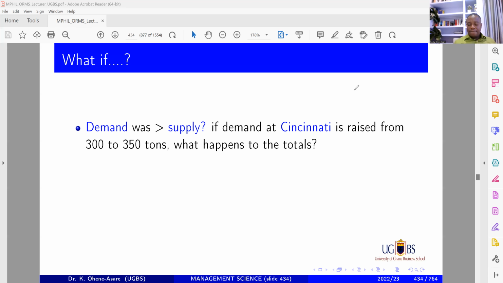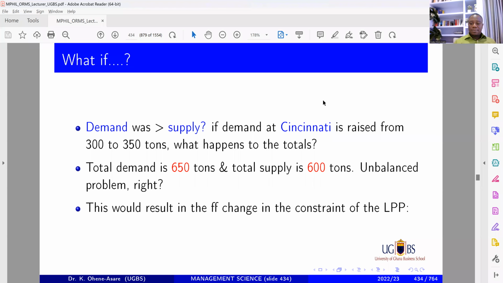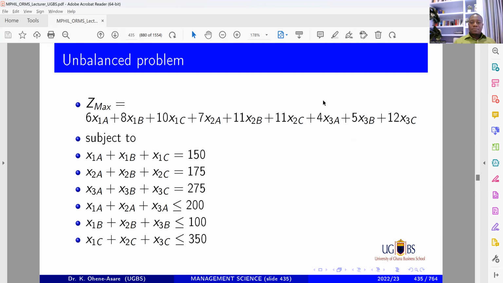Sir, could you please explain it once more, that if this one were to be 650 and this one were to be 600, you said it should be less than or equal to. Could you please explain that one once more for me, please?